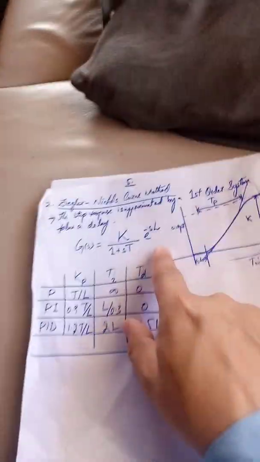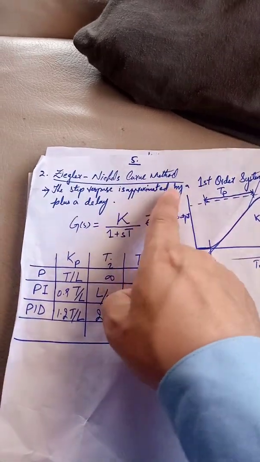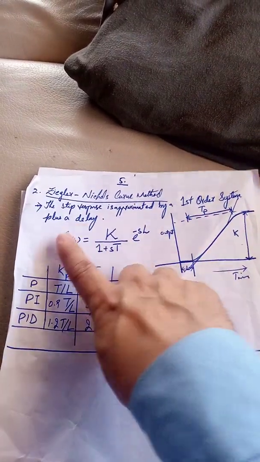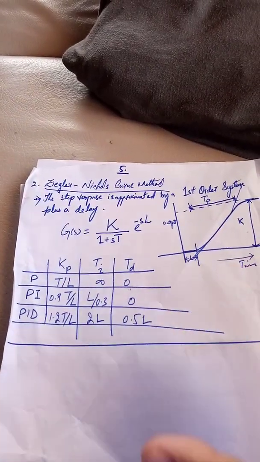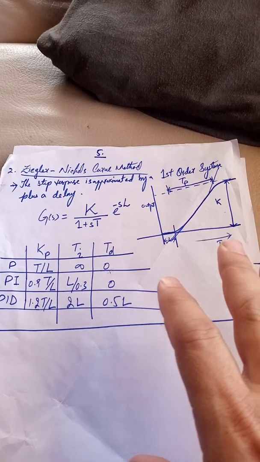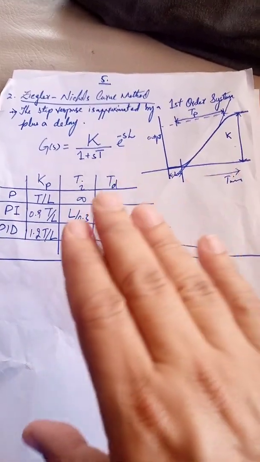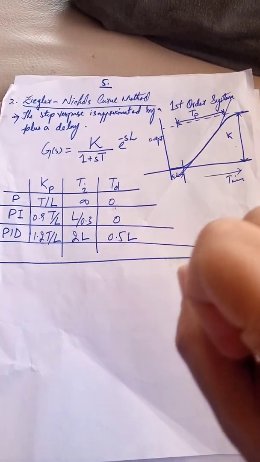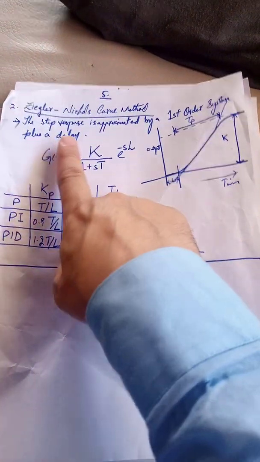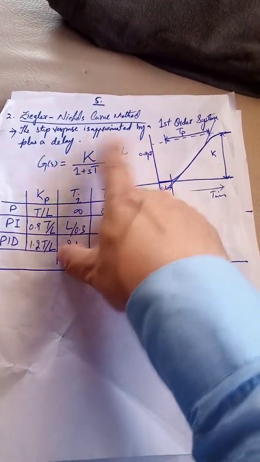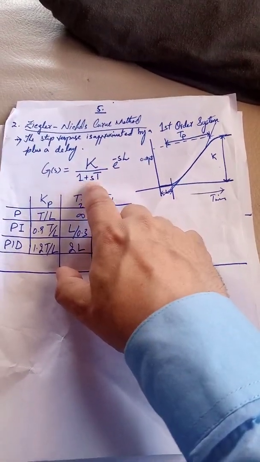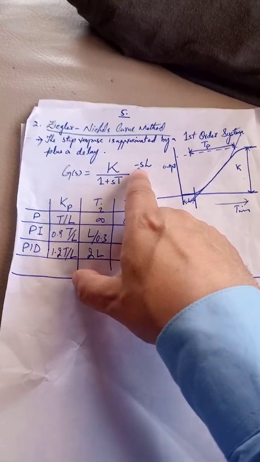The next one is known as the Ziegler-Nichols curve method. How do we do that? The step response is approximated by a first order system. So the main idea is to approximate the system performance with a first order system. If you remember, I told you that there are two types of systems, either first order or second order. We can approximate any system in terms of first order or second order. So here we are approximating with a first order system with a delay, and we say that the transfer function is K divided by (1 plus sT) times exponential of minus sL.